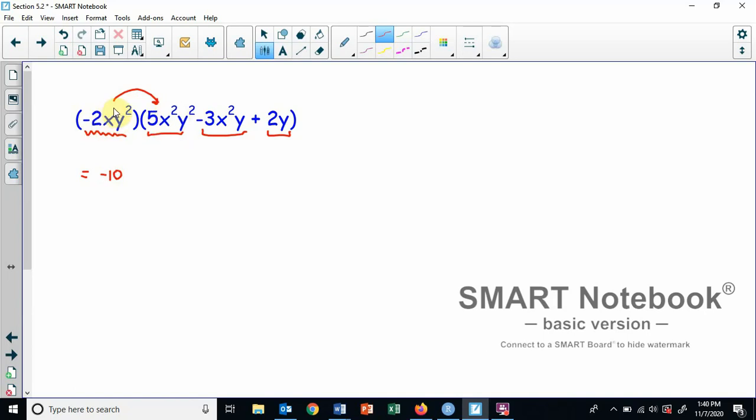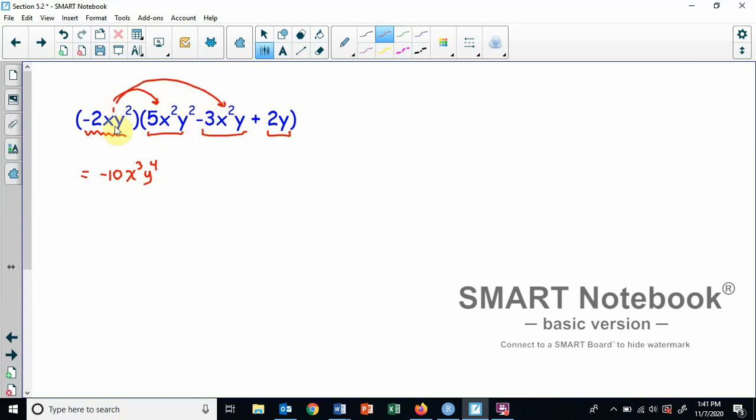Well, since I'm multiplying, remember there's no exponent showing. I could give it an exponent of 1. What do I do with these two exponents? I add them. That becomes x to the third. So an exponent rule. And y squared and y squared, that becomes y to the fourth. So we got to use our exponent rules again because we're multiplying.